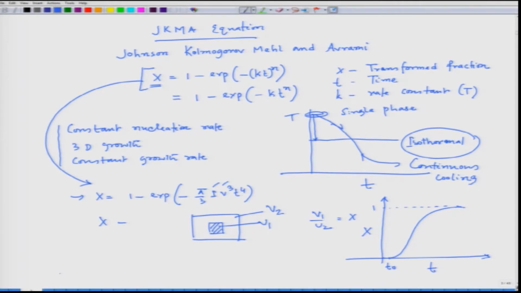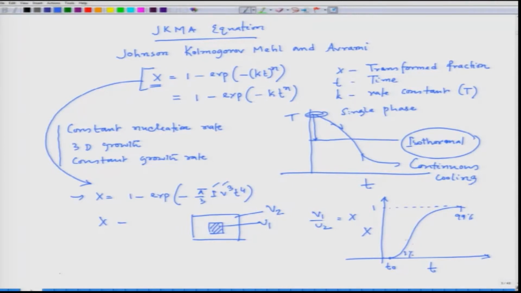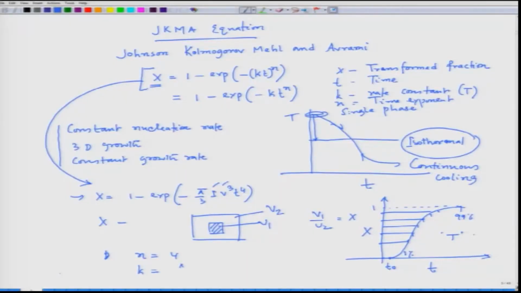Now, at different locations, if we consider 1%, which is the measurable quantity for getting an idea of whether the transformation is taking place or not, and if this is 99%, so at different points I can get the transformation part, and this is specific to a temperature which is below the equilibrium transformation temperature. And there if we compare this and this, I can get n to be 4. And remember, n is basically the time exponent, which gives an idea whether the system is growing in 3D or 2D or 1D. And k can be related to (pi by 3 I v^3)^(1/4).